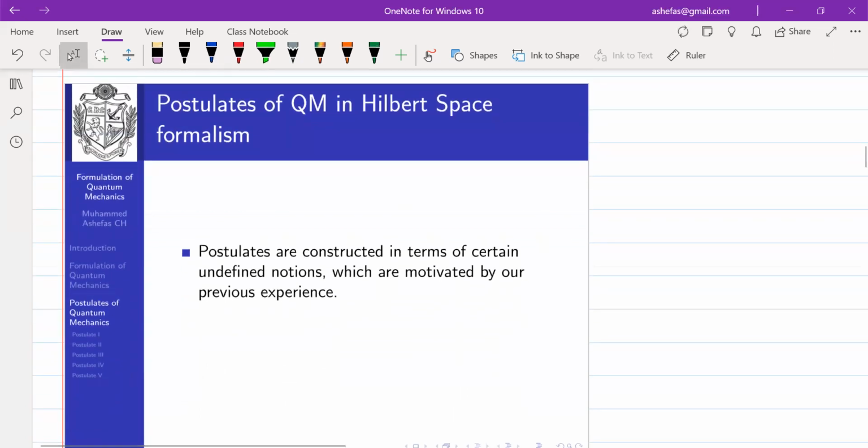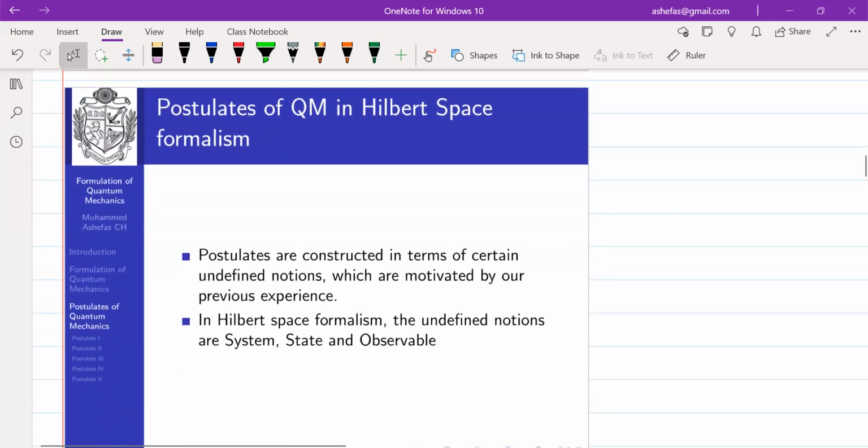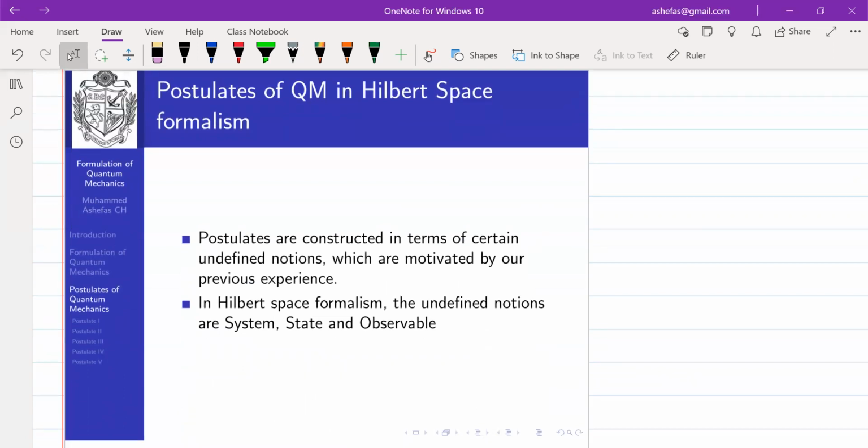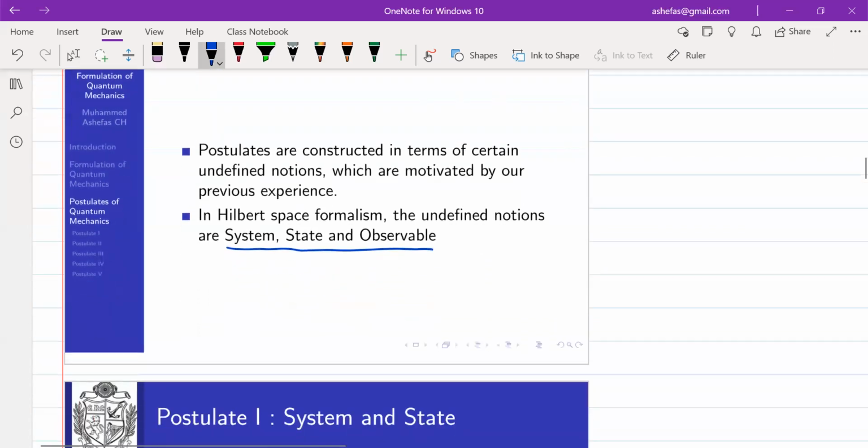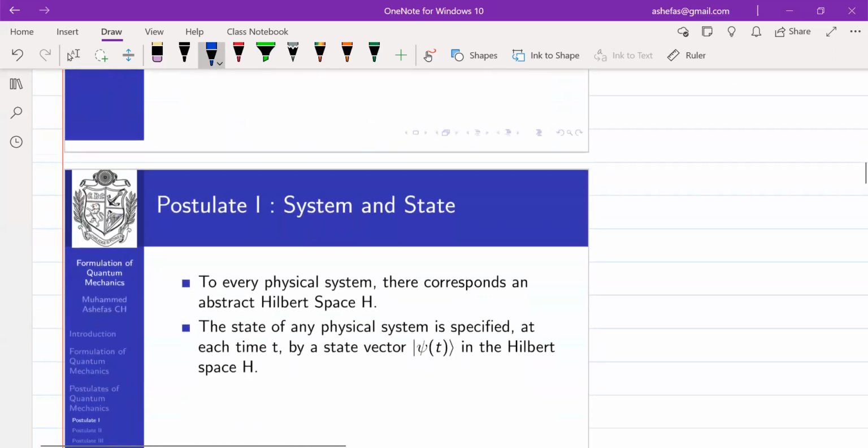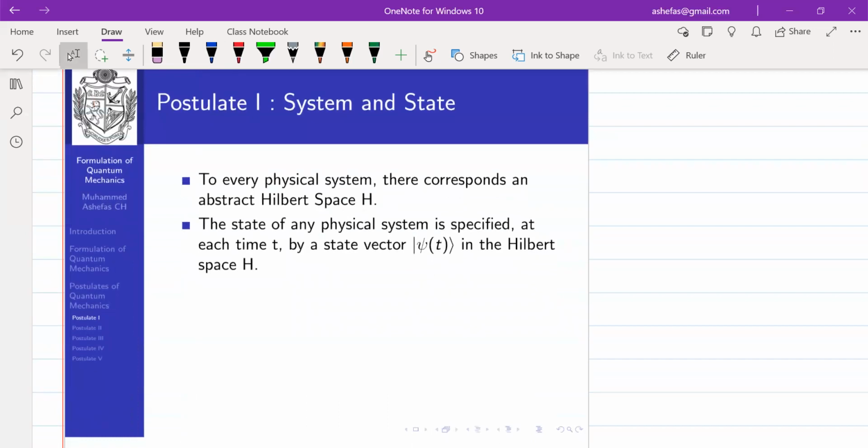Any formalism or any scientific methodology has to start with certain postulates. So the postulates of the Hilbert space formalism have to start with certain undefined notions, which are basically motivated by our previous experiences. In quantum mechanics, or in Hilbert space formalism, the main undefined notions are system, state, and observable. These are the undefined notions on which our postulates are built. So we can directly go to the postulates of quantum mechanics.